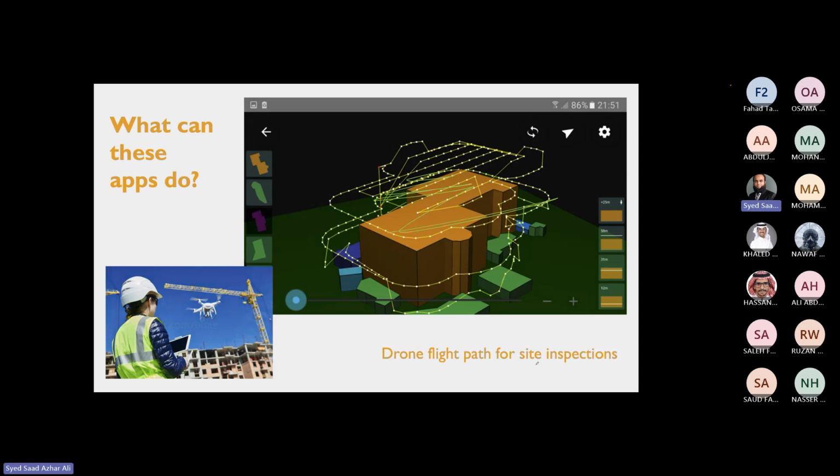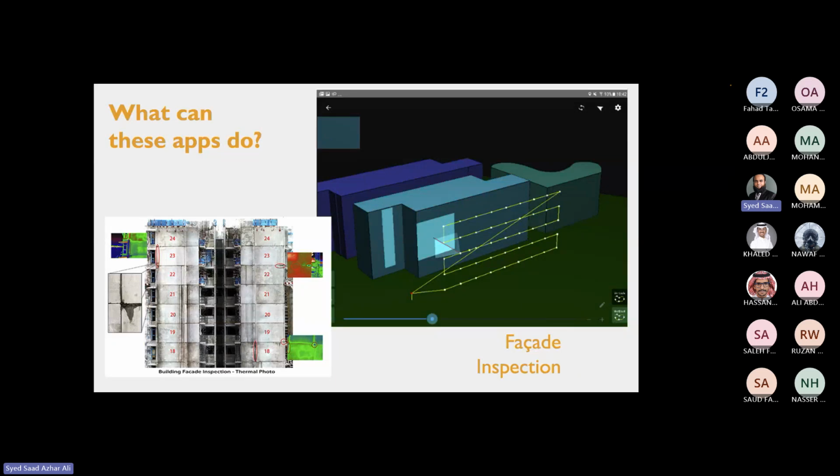The other one is if you want to see the side of some building or tower, that's called the facade inspection. So this could be one application in which the drone just moves in two axes only, let's say Y and Z, Y, Z, Y, Z, like that. Okay, and it can map the whole side. Facade means side, actually the face. The word comes from face.